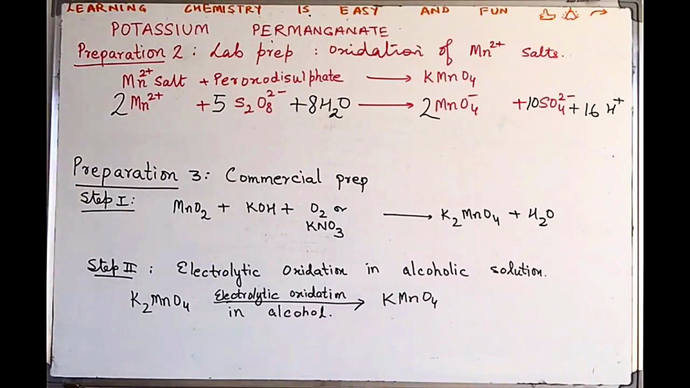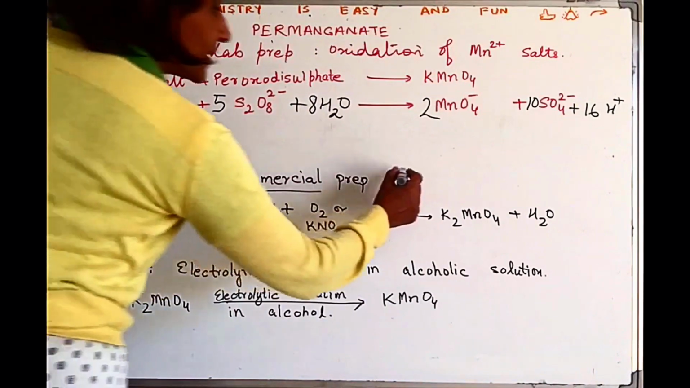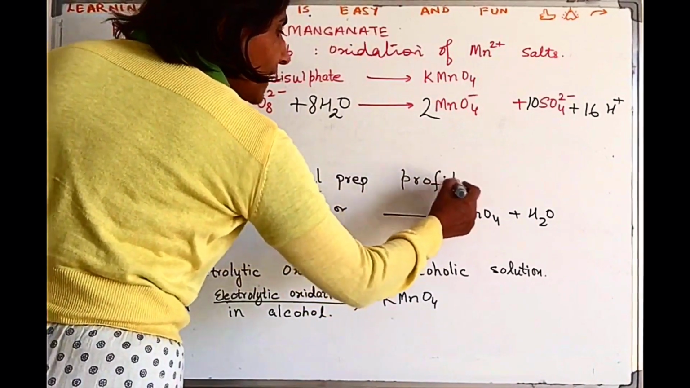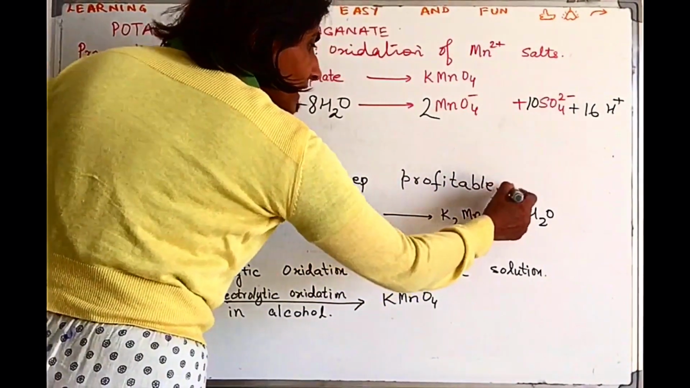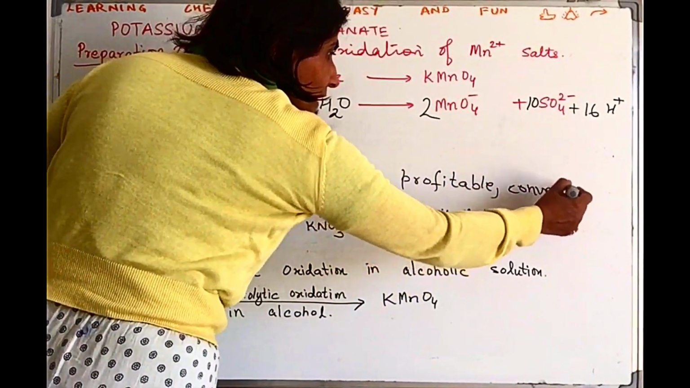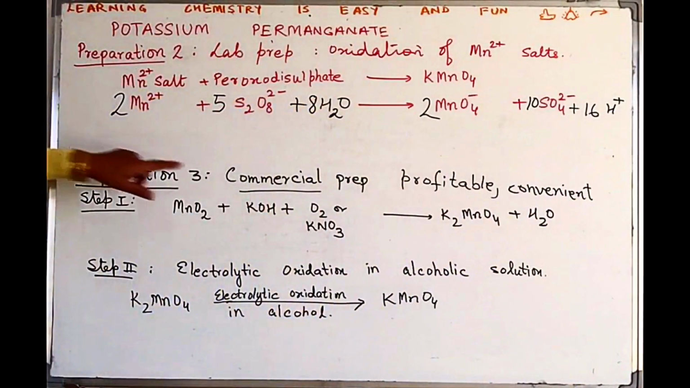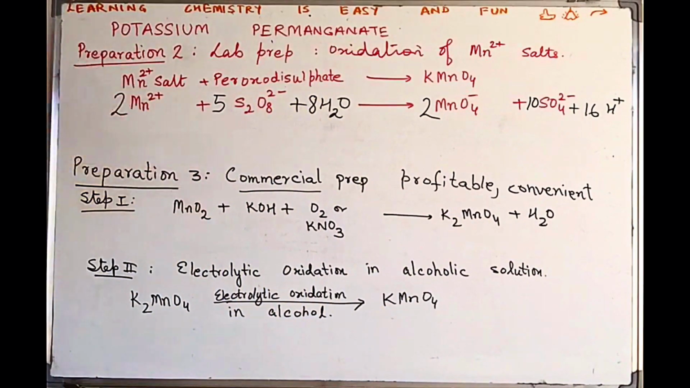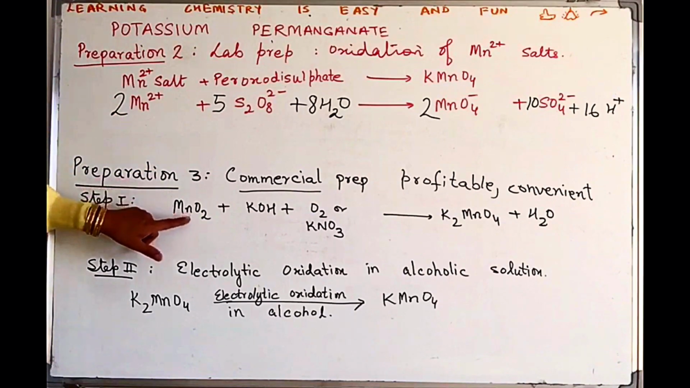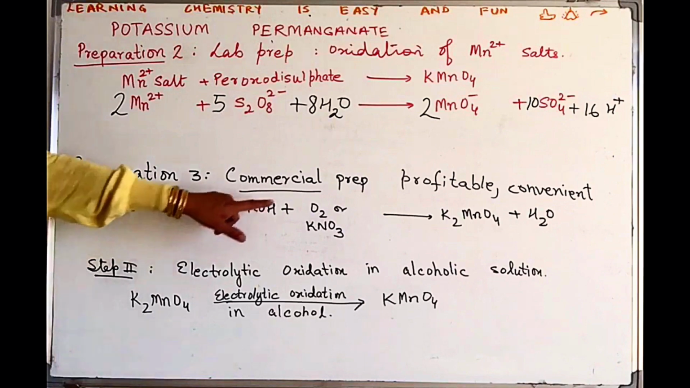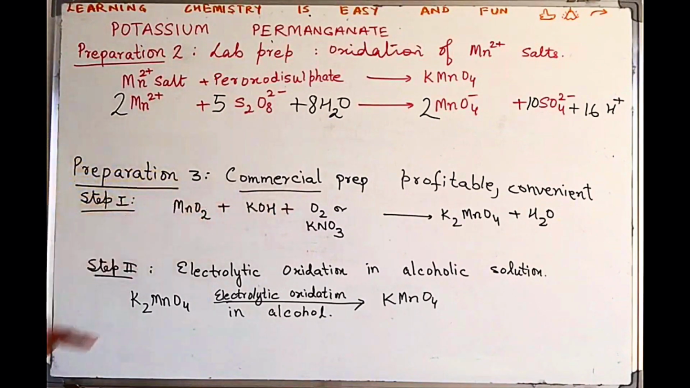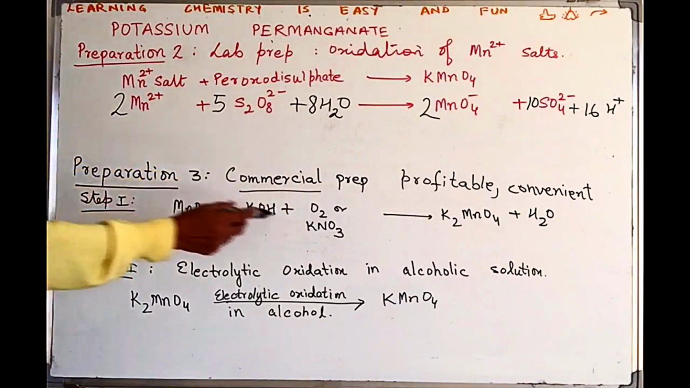Commercial preparation. Whenever we talk about commercial preparation, we ensure that we use a method which is profitable as well as easy. It should be convenient and not a very complex method. That is why we are using the word commercial preparation. Commercial preparation is nothing but an extension of the first method that we use to prepare KMnO4. Only thing is, what we are using over here is MnO2, KOH, and either air, which has a free supply of oxygen, or KNO3.